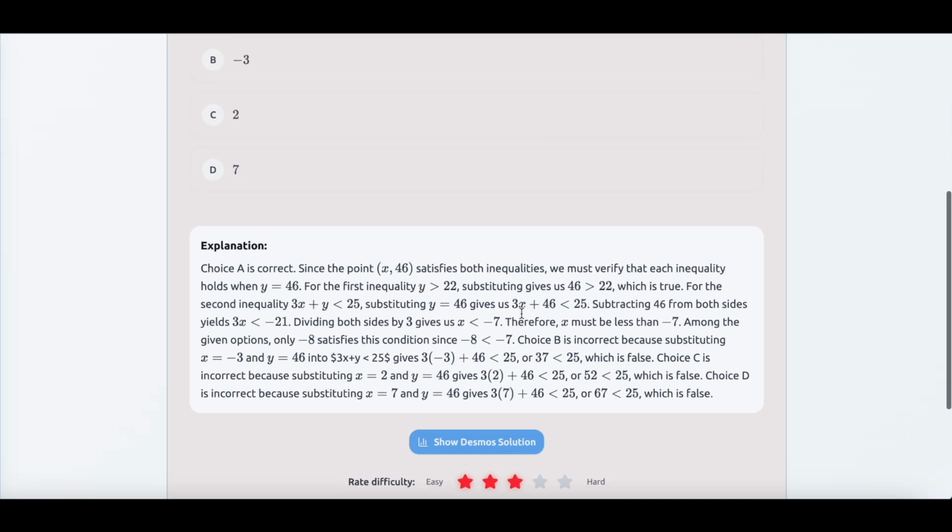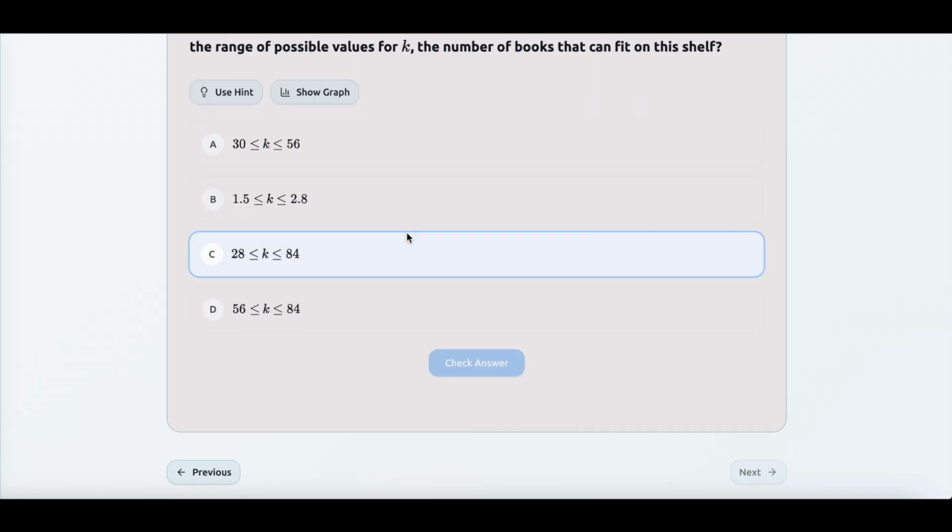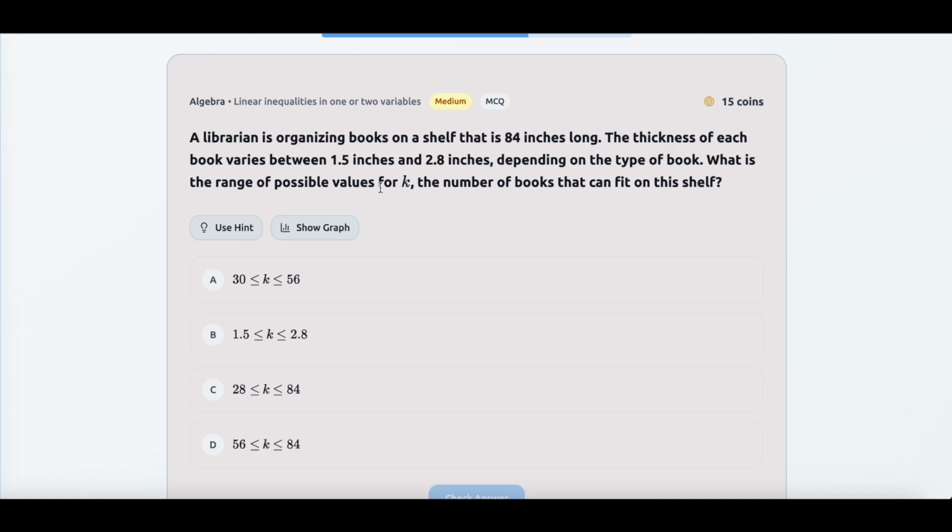So in this case, Desmos would probably be easier to do, but let's look at this one. It says a librarian is organizing books on a shelf that is 84 inches long. The thickness of each book varies between 1.5 and 2.8 inches depending on the type of book. What is the range of possible values for K, the number of books that can fit on this shelf? Okay, this one is interesting.